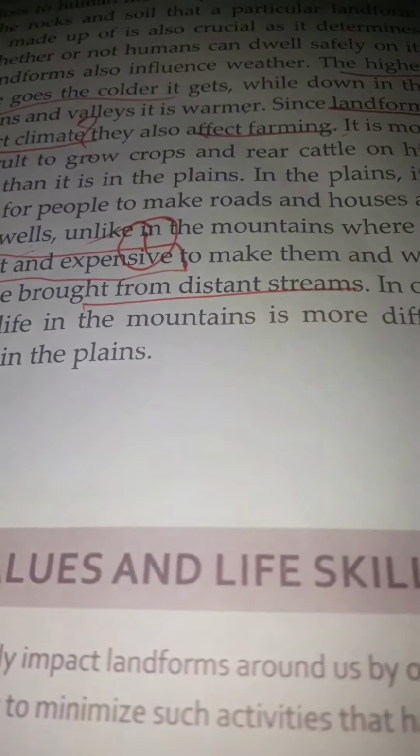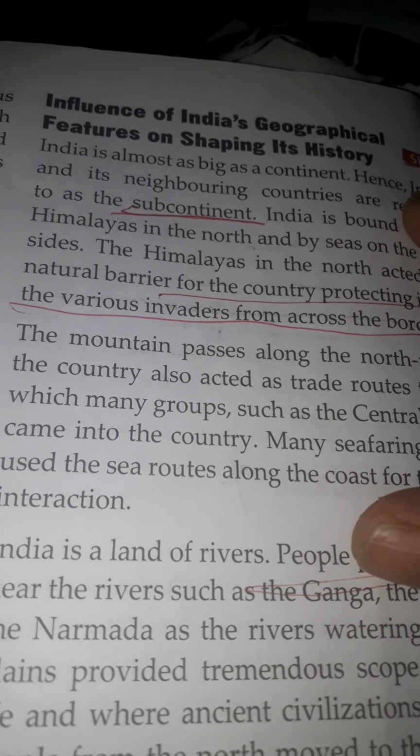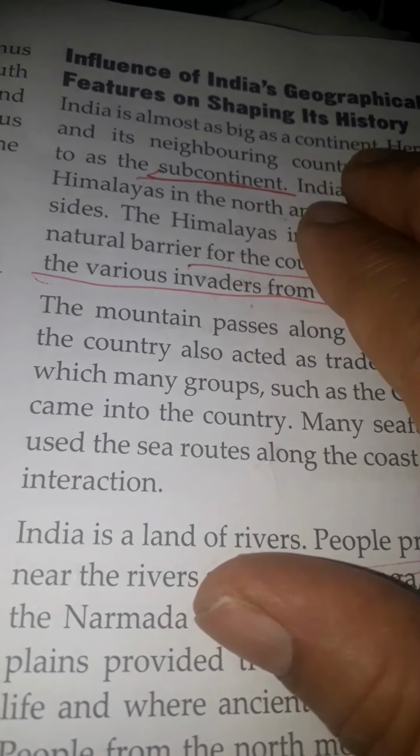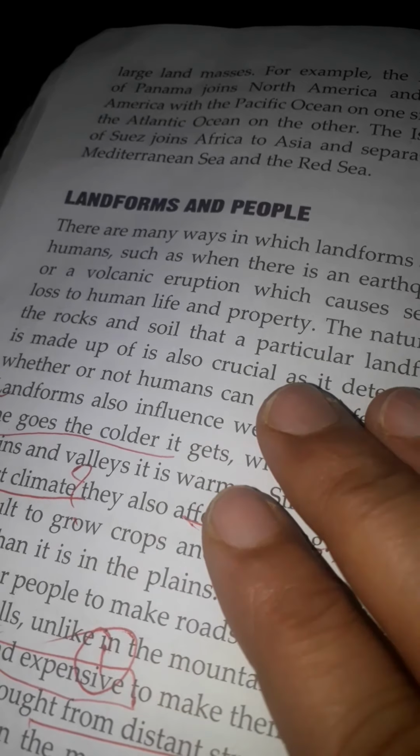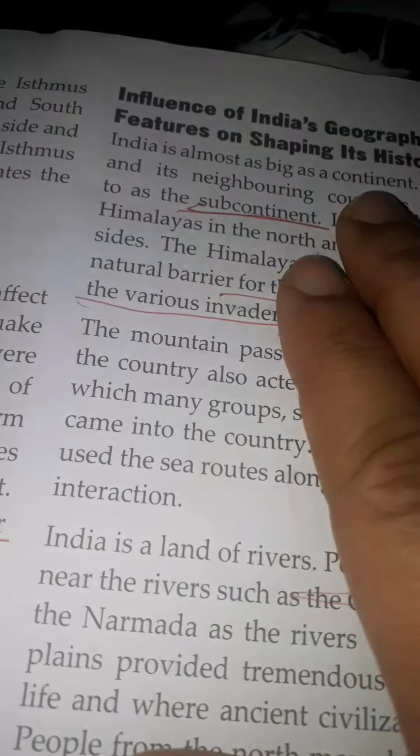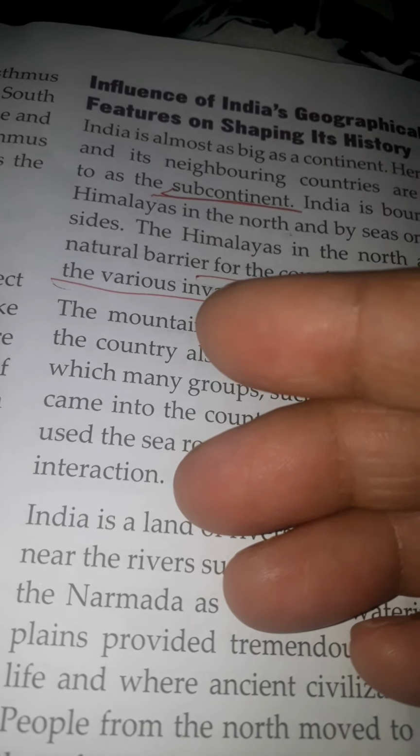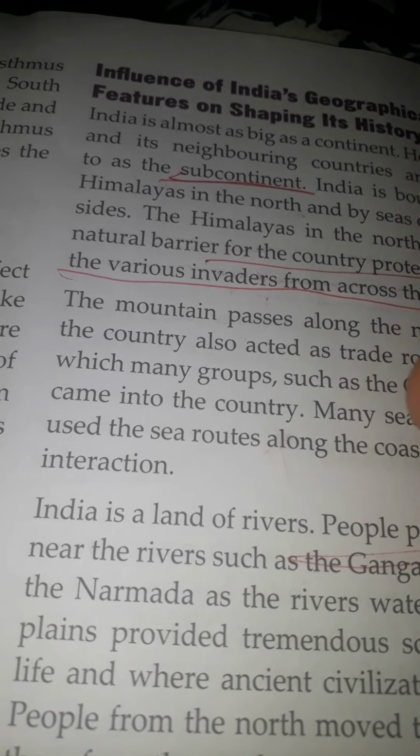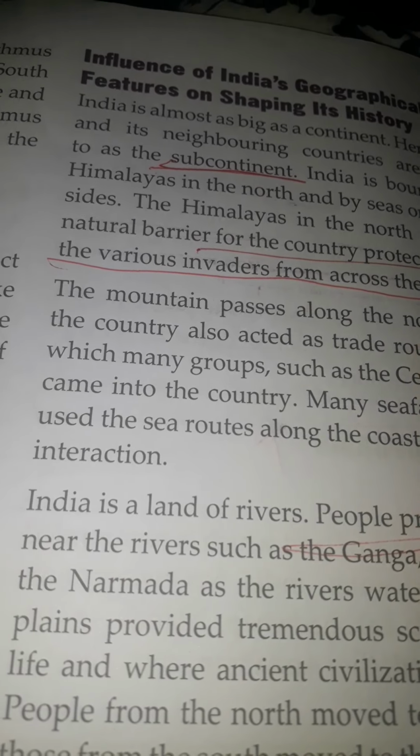You can underline here. Then, influence of Indian geographical features on shaping its history. So how do Indian geographical features have an effect on shaping its history? As we discussed here, landforms and people are interrelated, people totally depend upon the landforms. So history is also made by people. Where they are living, how they are living, as we discussed earlier, all the civilizations are near the river valleys. Why? Because river valleys give water for irrigation, water to drink, fertile soil, and where we get all these facilities, people prefer to live there.